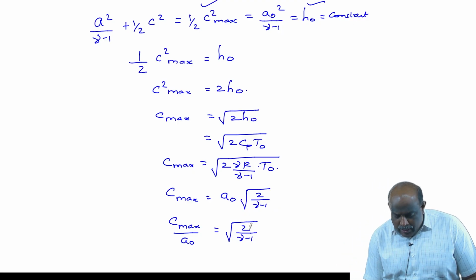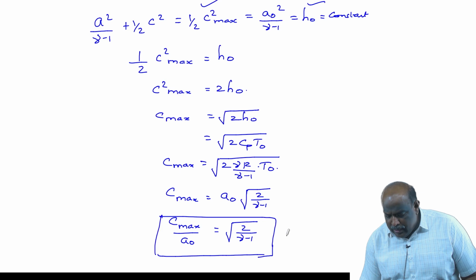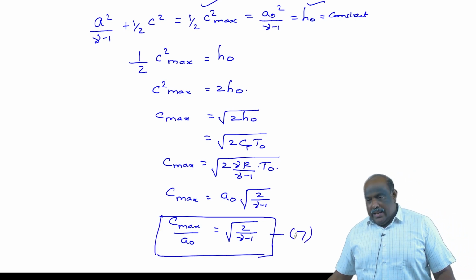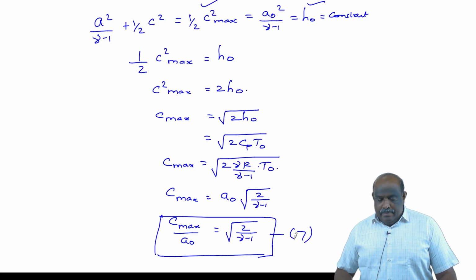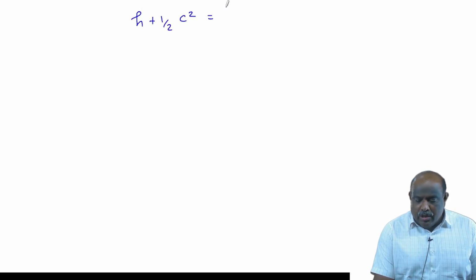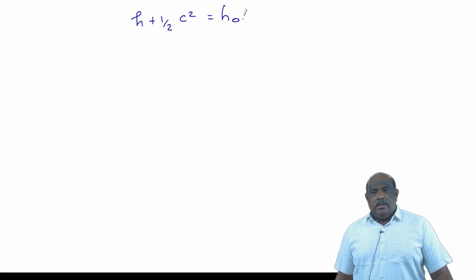Yeah, fine. So let us give some equation number. Let me call this equation number 7. Let us move on to the next slide. So we got C max by A naught equal to square root of 2 by gamma minus 1. Now, H plus half C squared equal to H naught.